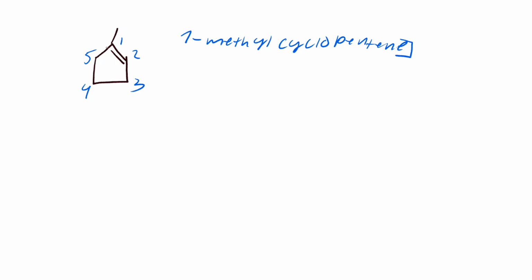So for cycloalkenes, the location for the double bond doesn't need to be stated in the name. You have to have the double bond on the lowest number as well as the substituent. So both the substituent and the double bond need to be found on the lowest number. In this case, both of them are going to be found on carbon number 1.